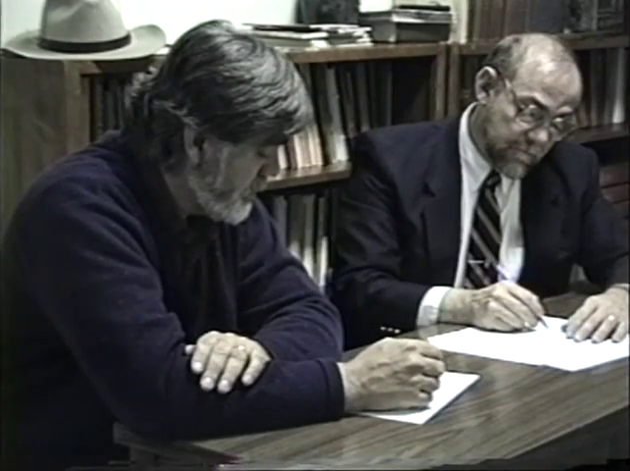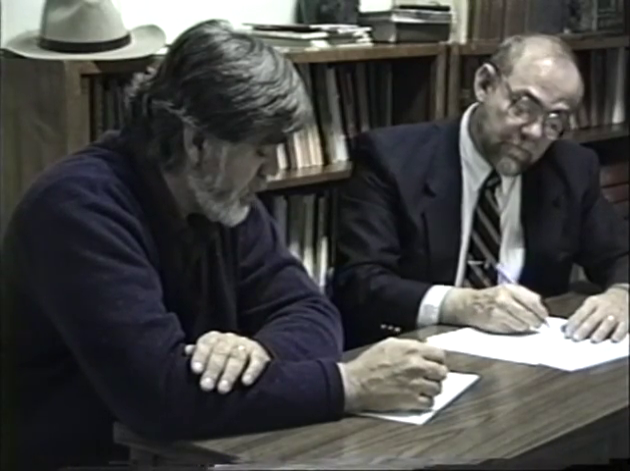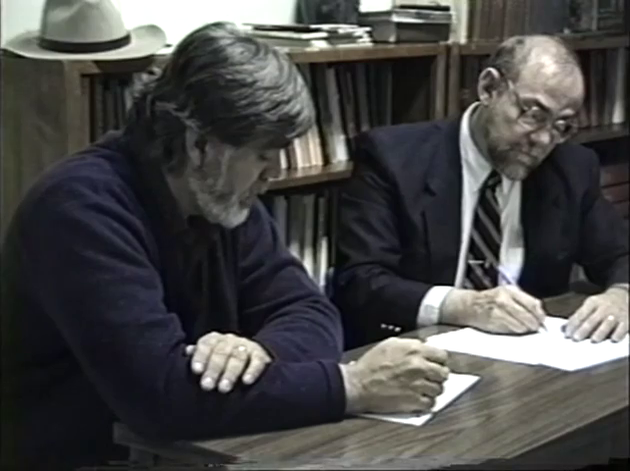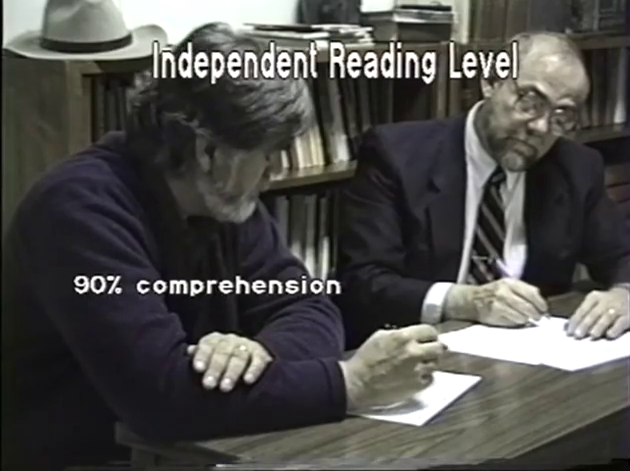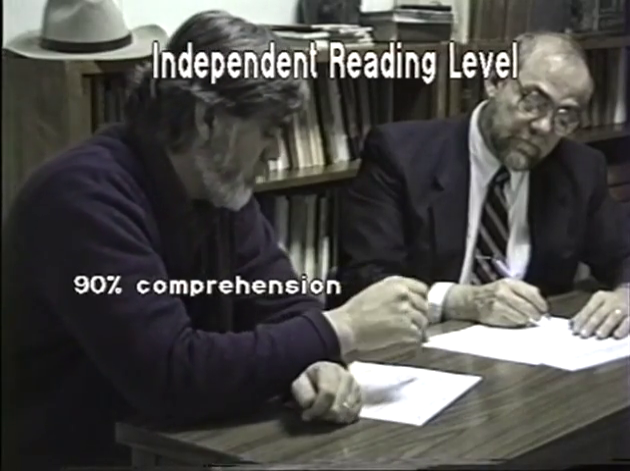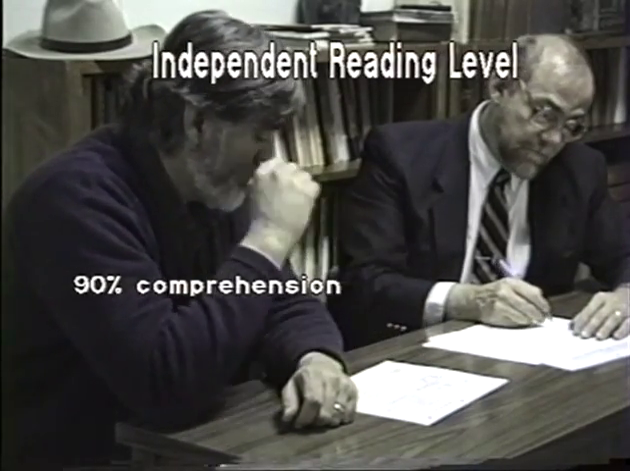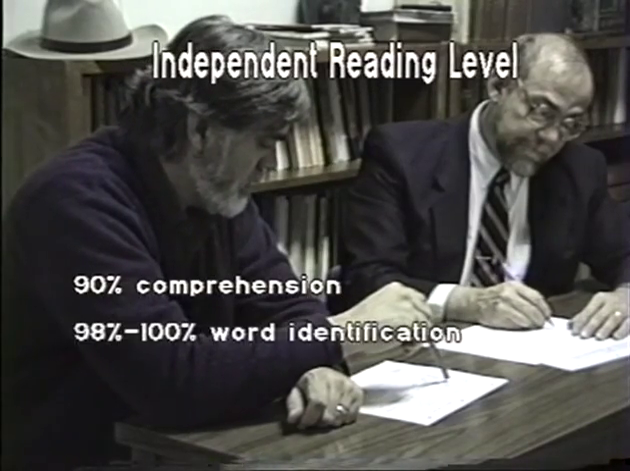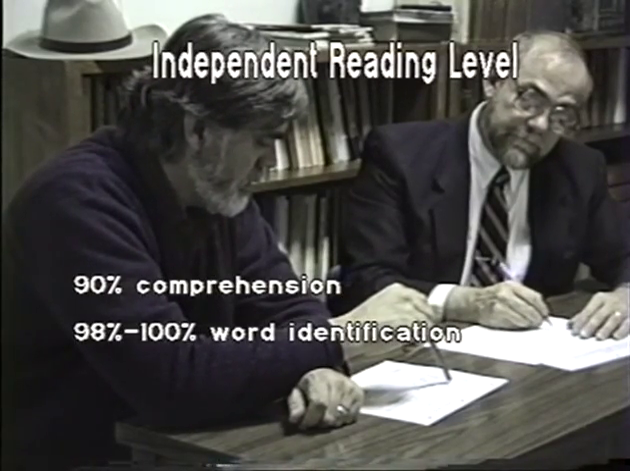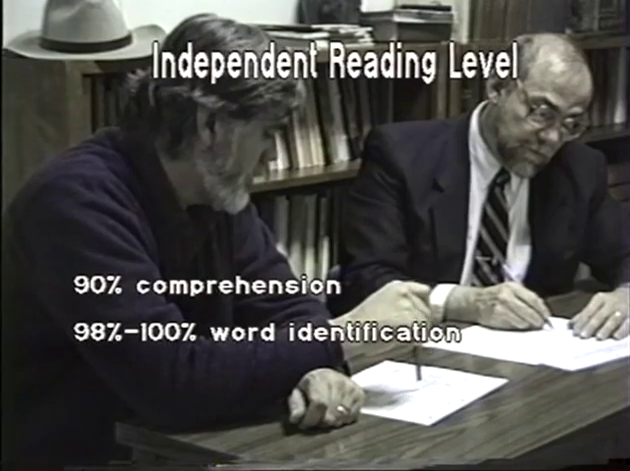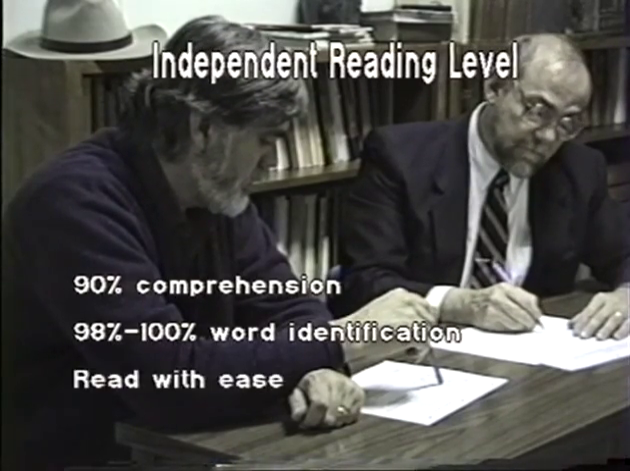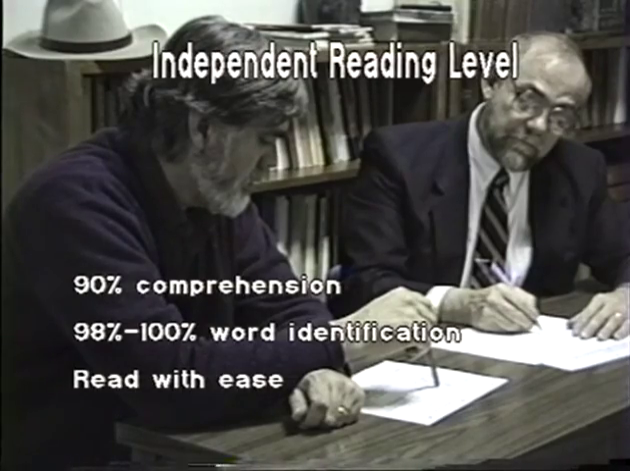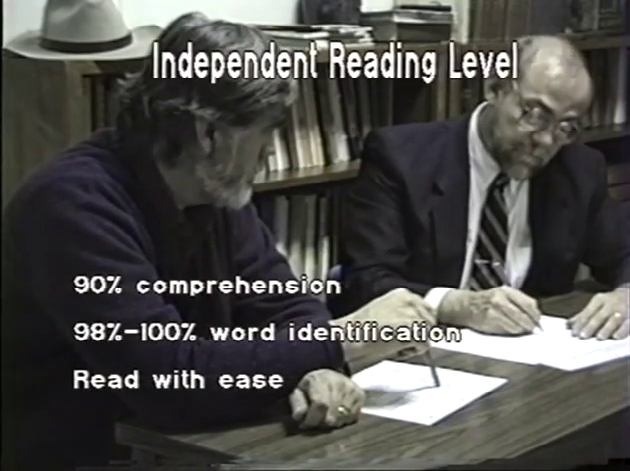The following criteria should be considered when determining a student's independent reading level. Number 1. The student should demonstrate at least 90% comprehension by retelling significant information from a selection or by answering questions. Number 2, the student should instantly and accurately pronounce 98 to 100% of the words in the passage. Number 3, the student should read the material with ease, free from tension or frustration.